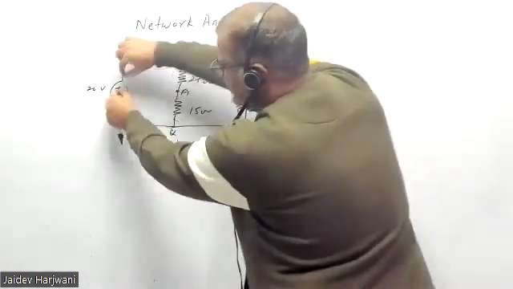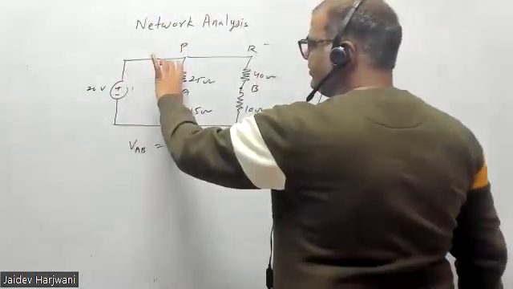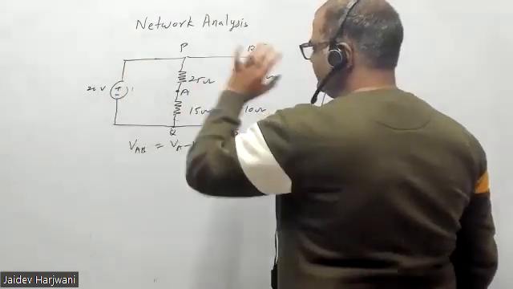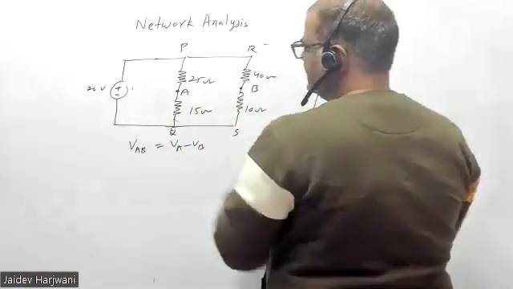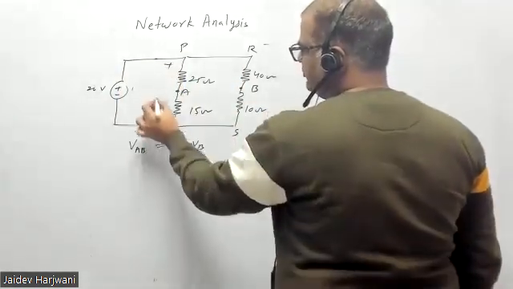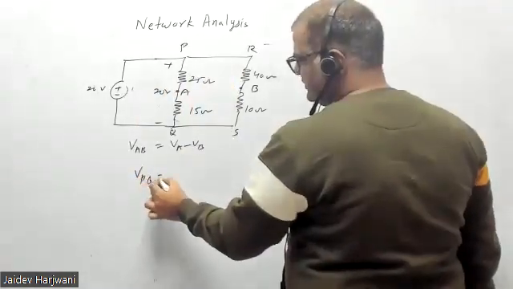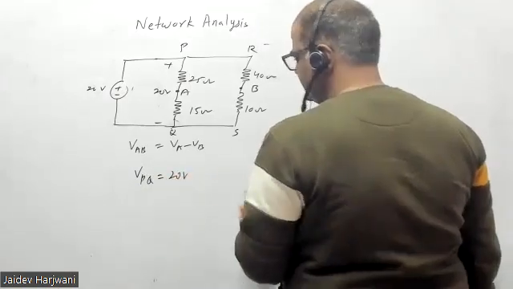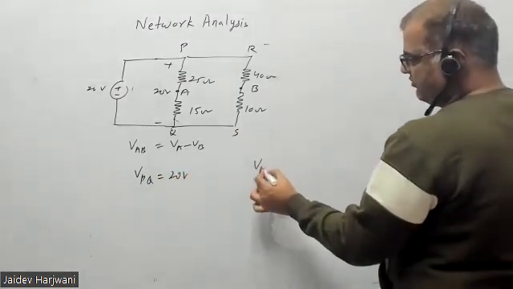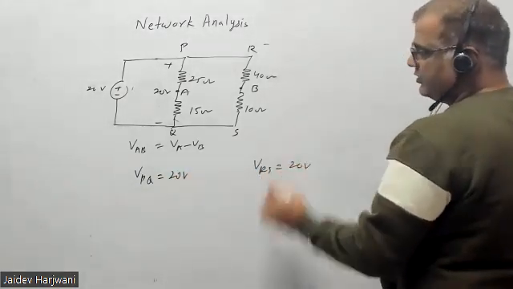This combination is also attached here. So this voltage will drop here. This voltage will drop here. So here also voltage PQ is 20 volts, and RS voltage is 20 volts. And similarly, you have voltage VRS is also 20 volts.